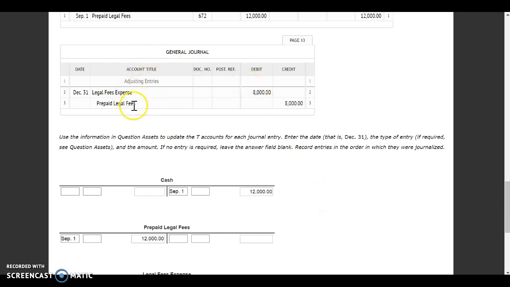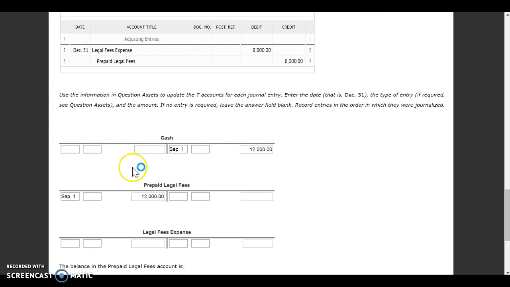Then I have my adjusting entry. So I need to find my legal fees expense, December 31st. This is an adjustment, so I am going to label it as ADJ period. And I had a debit of 8,000. And then the last one is the prepaid legal fees. I need to credit that account, December 31st, adjustment, and a credit of 8,000.